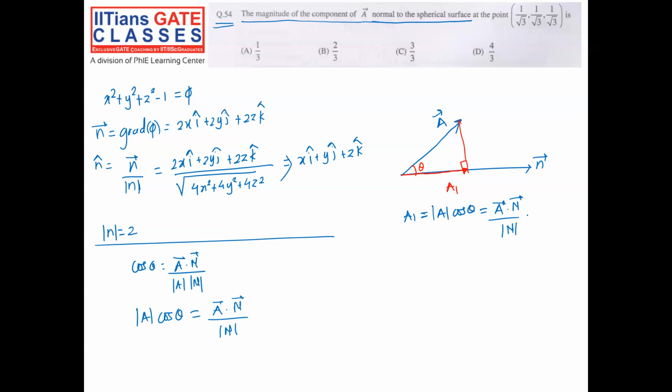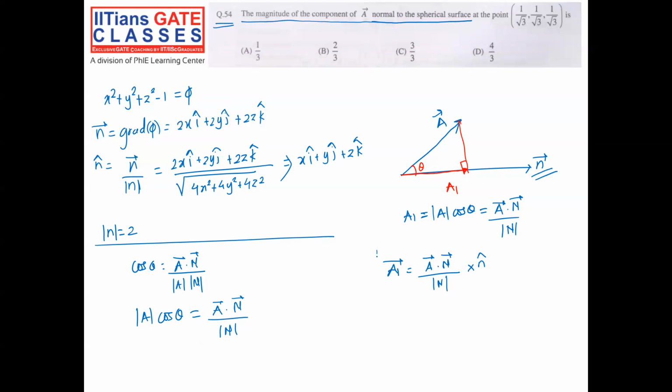And what is the vector component? So a1 bar would be equal to a bar dot n bar divided by mod of n, into b cap. And what is b cap here? B cap in this case is the unit vector, or let's call it n cap. n cap is the unit vector in the direction of n bar.